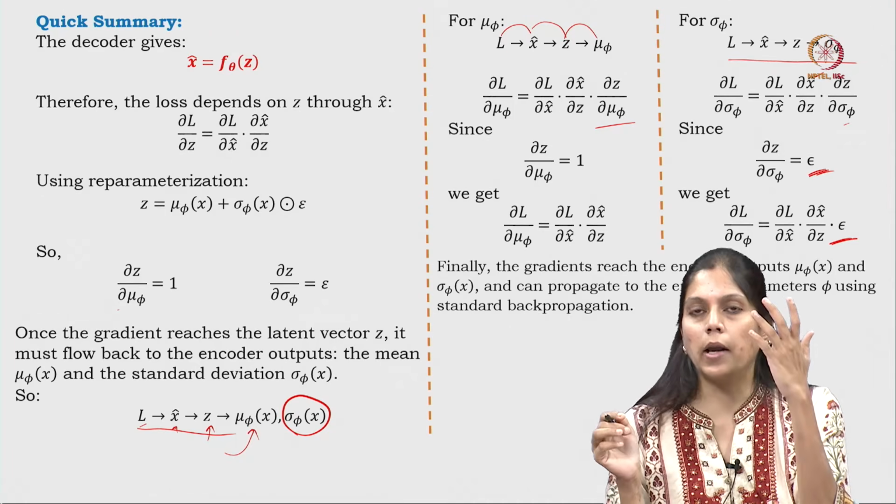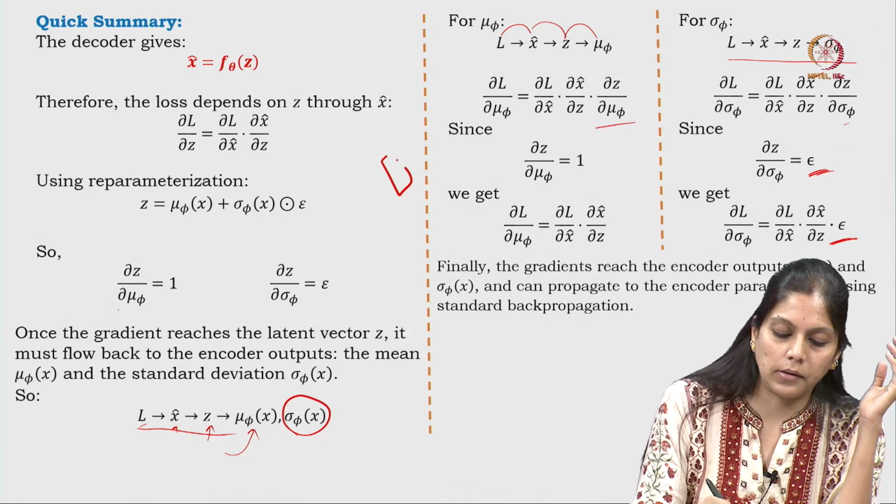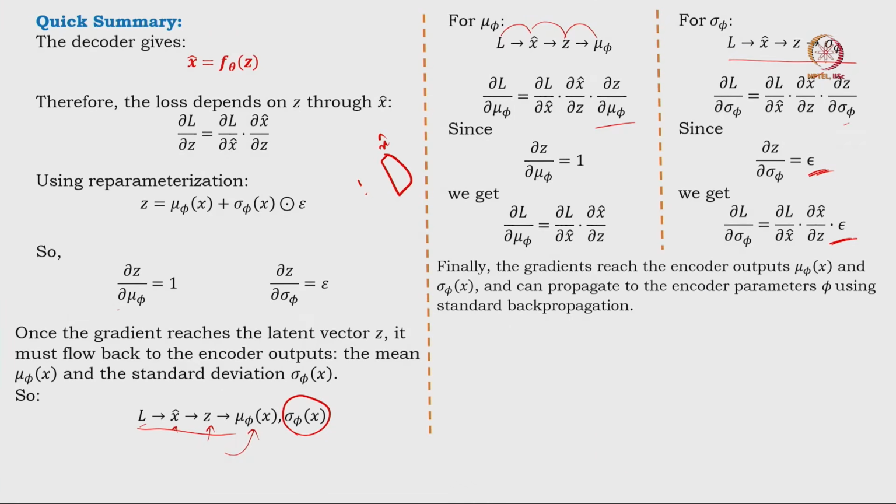Can you visualize this? From x hat we have now reached the decoder. From decoder we have reached the latent space. From latent space we have reached these. Now we have to go to the encoder parameters. So that is what the gradients now have to reach, the encoder parameters. We can easily do that using standard backpropagation.